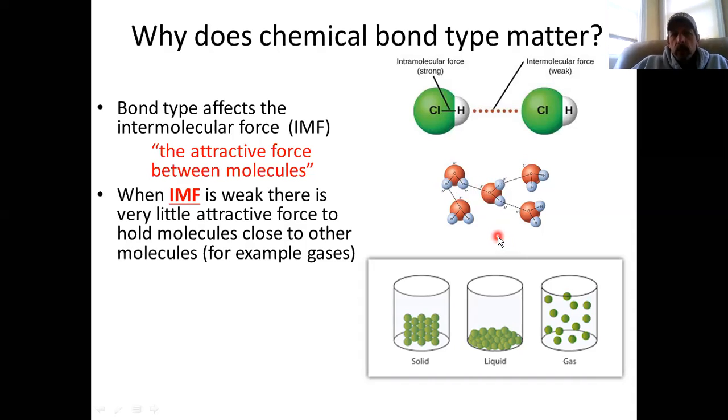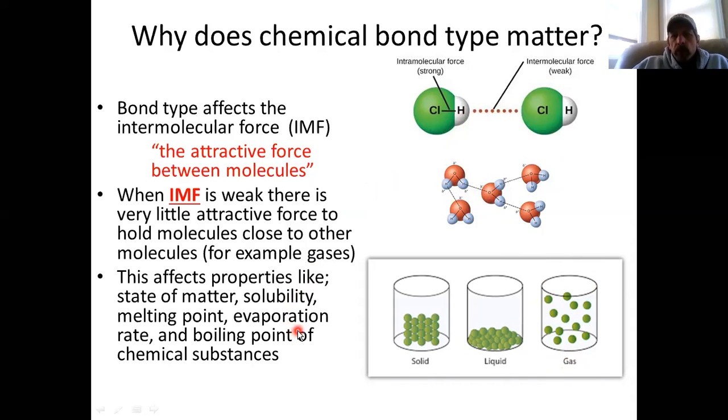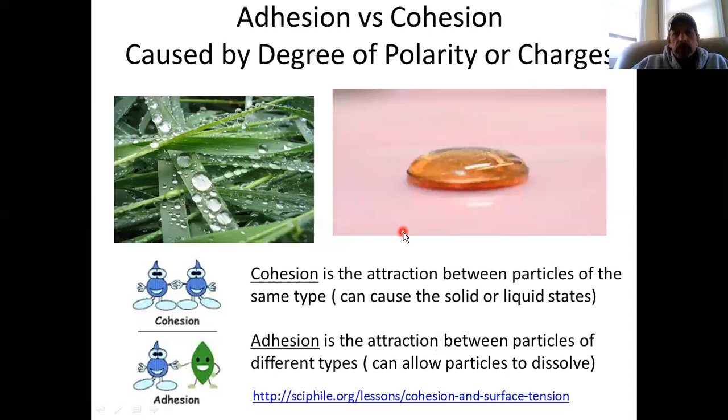If it's weak, then we have very little attractive force, and maybe we have what we call gases. So gases exist because there's not much attraction between individual molecules. And when we do have IMF, it can affect state of matter. Is it a solid, a liquid, or a gas? It can affect how soluble it is. Does it dissolve in another material? It affects melting point. In order to turn a solid back into a liquid, we need to weaken that IMF. So the relative strength of IMF has an impact on the properties of chemical substances.